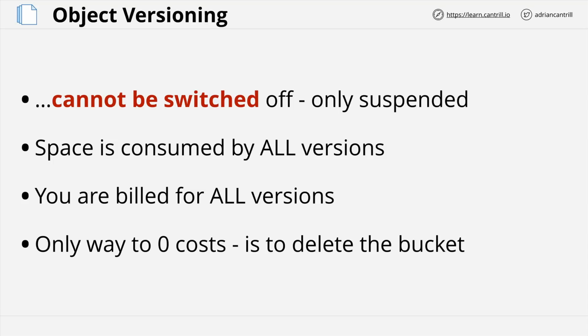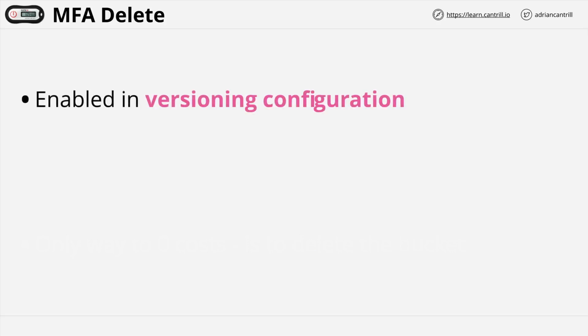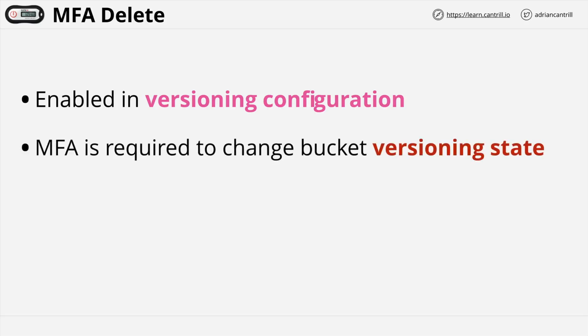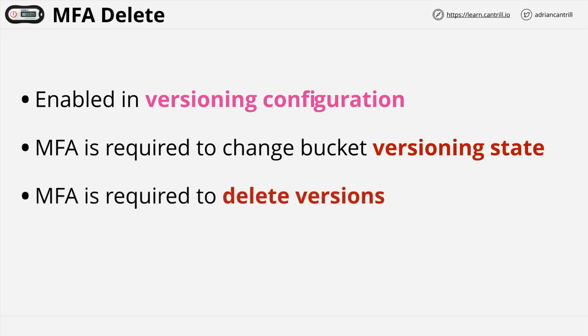Now, there's one other relevant feature of S3 which does make it to the exam all of the time, and that's known as MFA delete. MFA delete is something that's enabled within the versioning configuration on a bucket. When you enable MFA delete, it means that MFA is required to change bucket versioning states. So if you move from enabled to suspended or vice versa, you need this MFA to be able to do that. And also, MFA is required to delete any versions of an object. So to fully delete any versions, you need this MFA token.